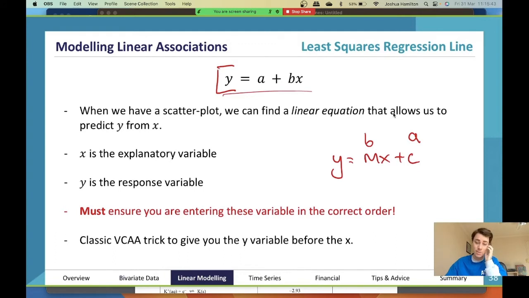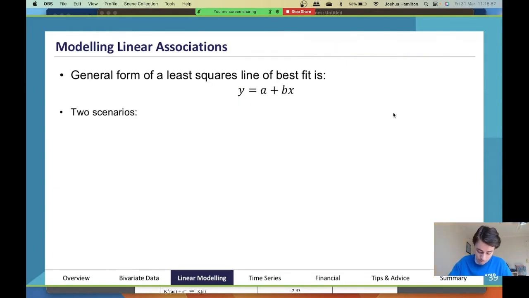Sometimes VCAA will do the opposite. They'll give you the y, so they'll give you the response variable, and then they'll give you the explanatory variable. They're trying to trick you. You need to just make sure you double check all this information before you use your calculator or answer a question. So there are two scenarios to this.